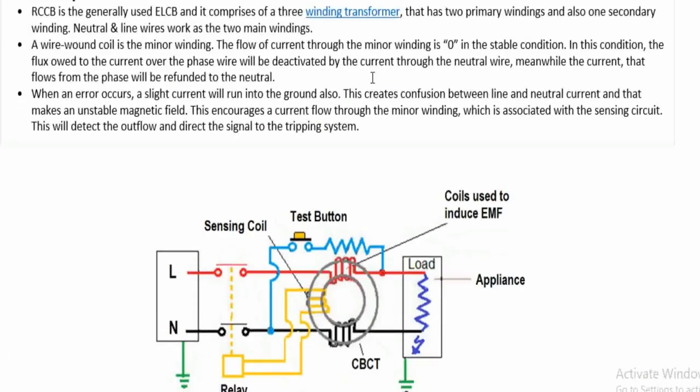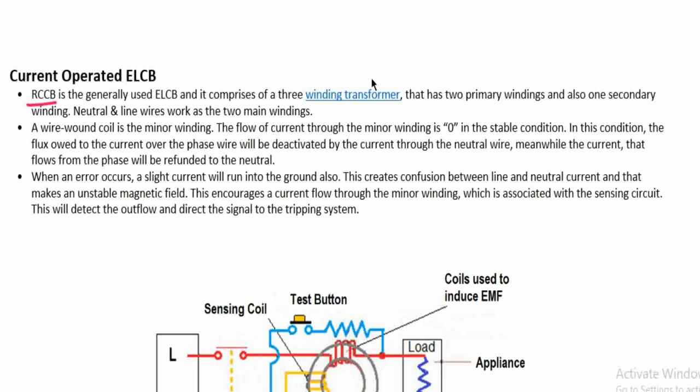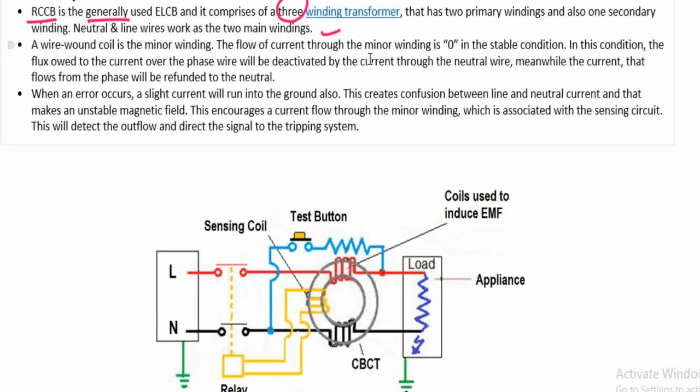Now let us come to the current operated ELCB. These are also called RCCBs, residual current operated ELCBs. These are generally used. This comprises a 3 winding transformer, having 2 primaries and 1 secondary. That is, it has 2 primary windings and 1 secondary winding. Neutral and line wires work as the 2 main windings.